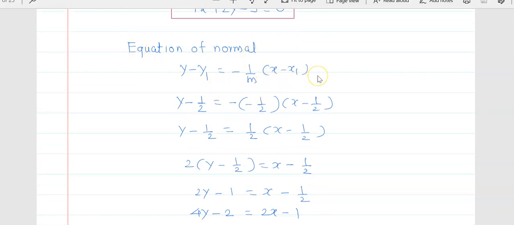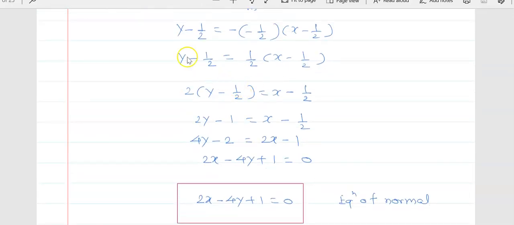Now the equation of the normal is y minus y1 is equal to minus 1 upon m in bracket x minus x1. And we will simplify, that is y minus 1 upon 2 minus in bracket minus 1 upon 2 in bracket x minus 1 upon 2. This minus minus will become plus, and after simplification, multiplying on both sides by 2, you will get 2 in bracket y minus 1 upon 2 is equal to x minus 1 upon 2. That is 2y minus 1 is equal to x minus 1 upon 2. And that's why you will get 2x minus 4y plus 1 is equal to 0. And this is the equation of the normal.